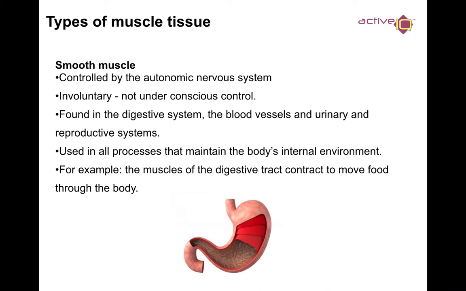An example of this would be the muscles of the digestive tract contracting to move food through the body. Okay, so obviously the food enters the stomach. That in itself has a large muscle lining that massages the food around, helps break it down, but also helps it pass through the small intestine, the large intestine, and ultimately out of the body.